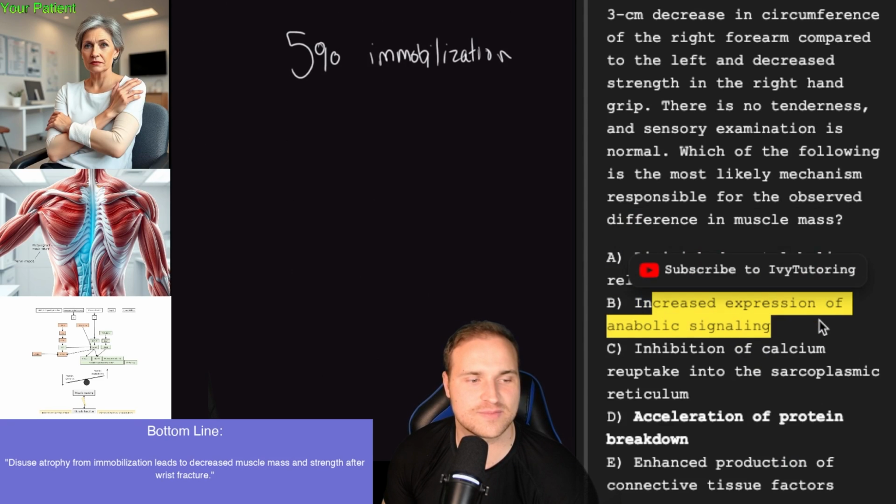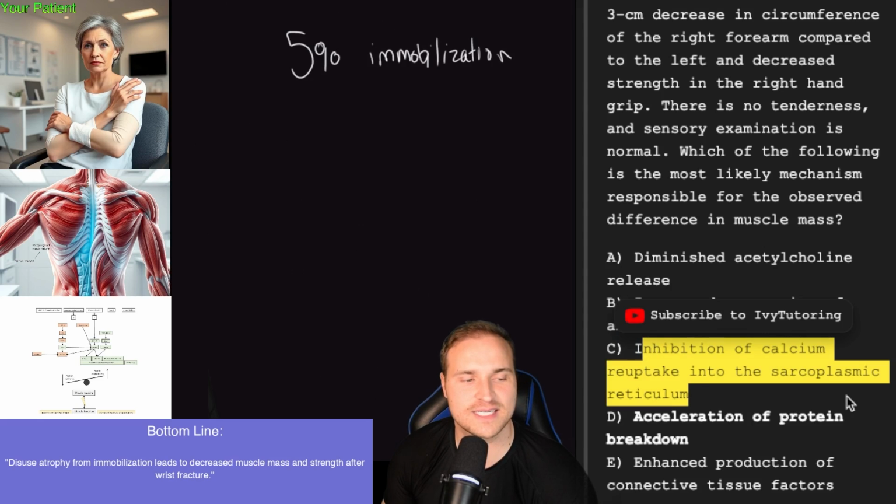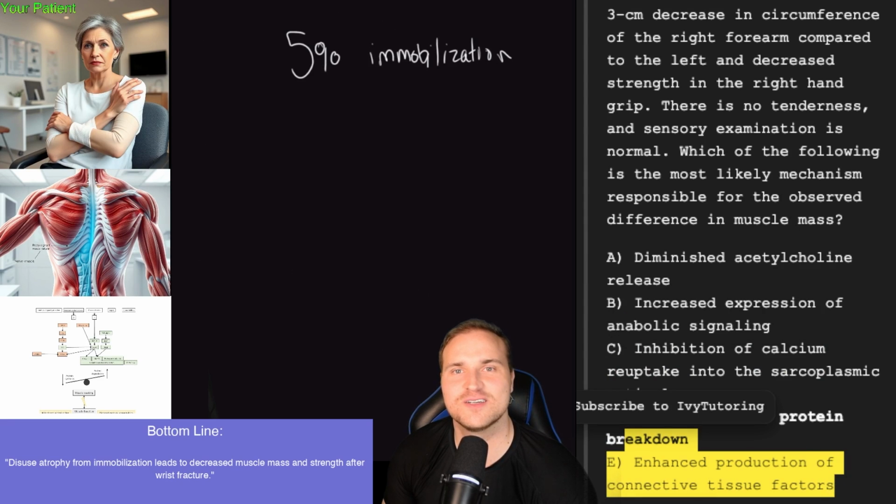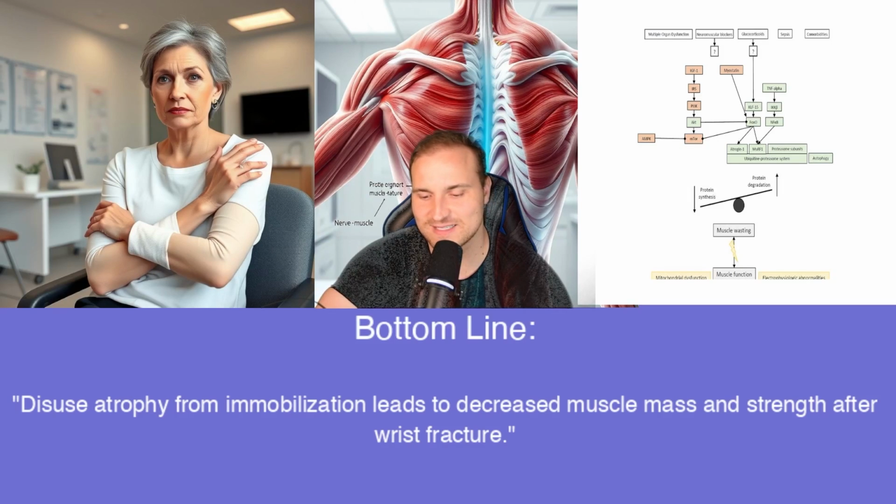What about increased expression of anabolic signaling? Well, that's like mTOR or IGF-1. That would promote hypertrophy, not shrinkage. What about inhibition of calcium reuptake into the sarcoplasmic reticulum? That's more like the SERCA pump and the prolonged contraction. So that would affect the contraction dynamics, but not really the long-term muscle size. What about enhanced production of the connective tissue factors? Well, that would lead to fibrosis, and that would cause stiffness and scarring, but not muscle mass reduction. So the bottom line here is diffuse atrophy from immobilization leads to decreased muscle mass and strength after the wrist fracture.